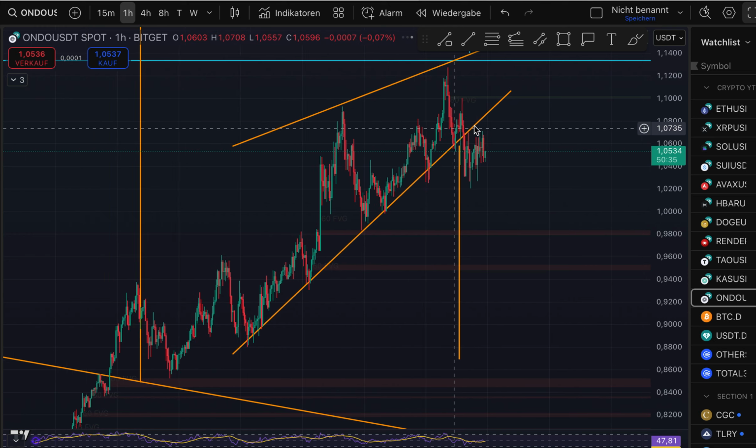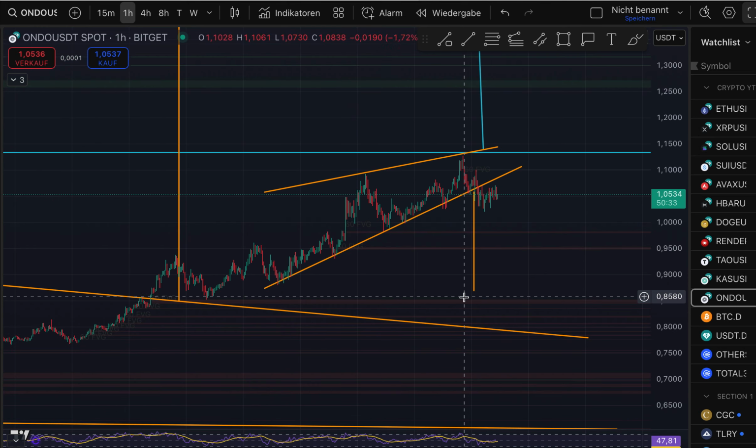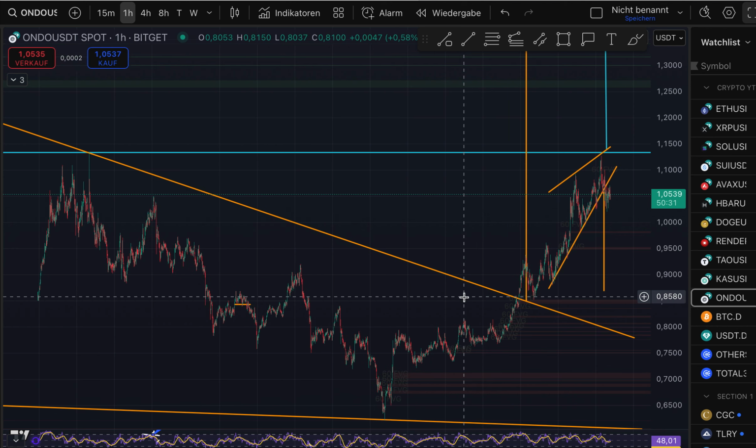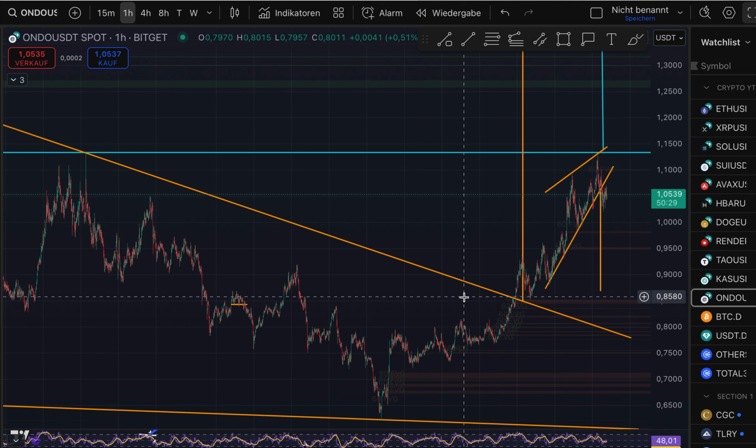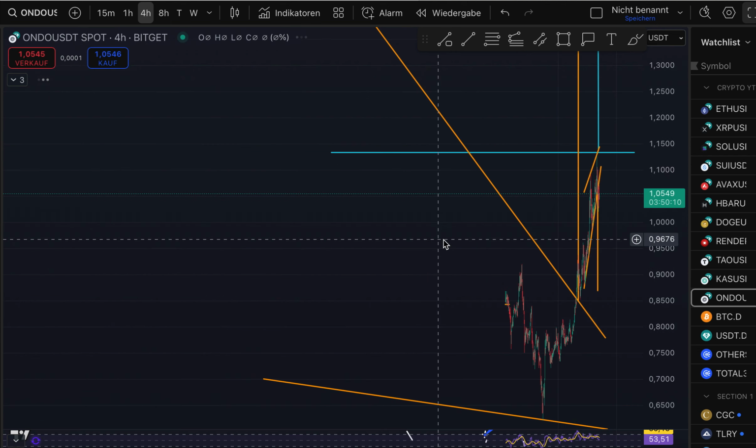So what about ONDO? ONDO is a bit different. So we have talked about TAO, which has to break the round about $500 to the upside to activate its pattern. We talked about Kaspa, which also has a big way to the upside to actually break its structure to the upside and be more bullish.